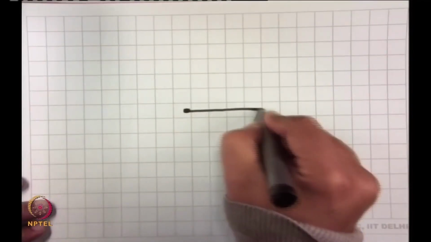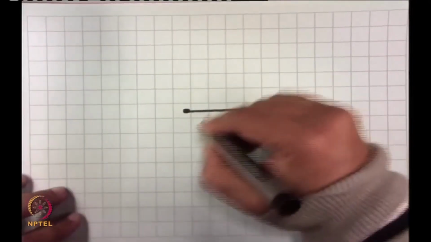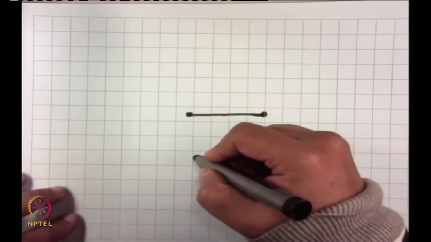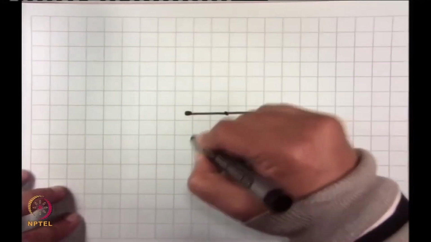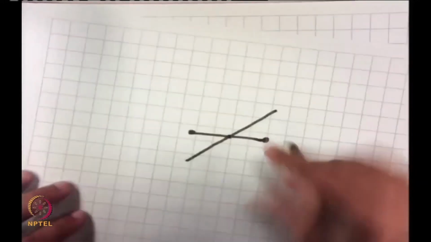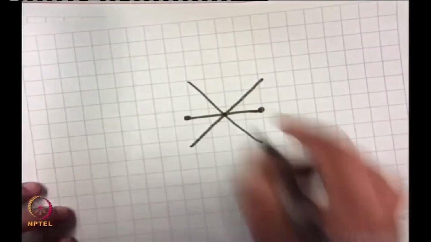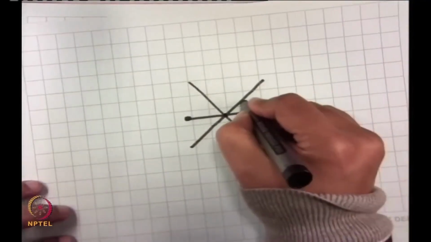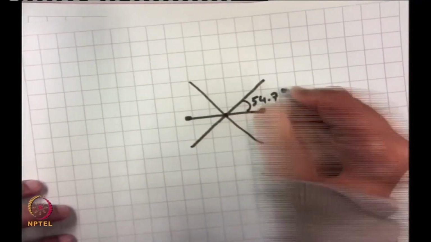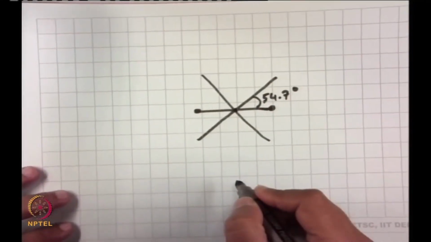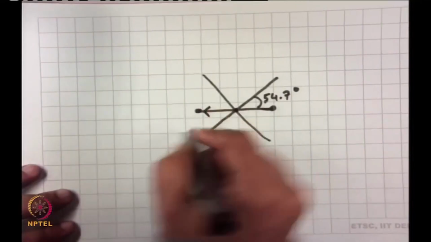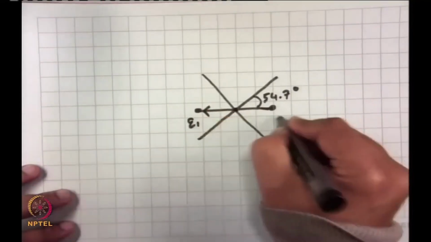So how does the potential picture look like? Suppose I have a dipole like this, again let me start from the center of the page, and I am trying to find out regions where they are attractive and repulsive in terms of your V. So let this be the center, and these are two lines I am drawing. Now this angle is 54.7 degrees, and say this is your dipole, this is q1, this is minus q1.